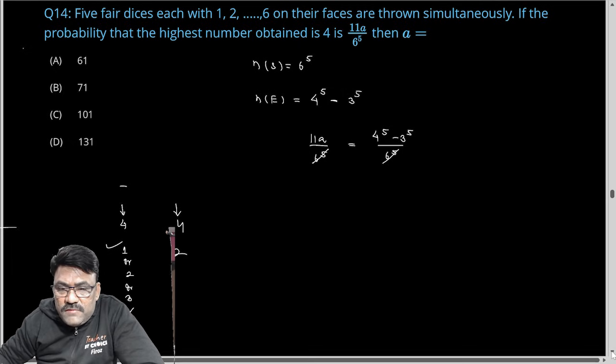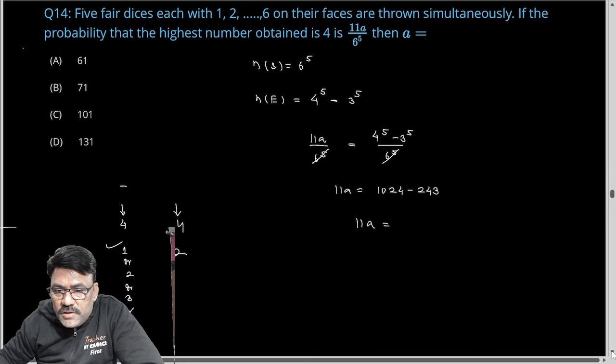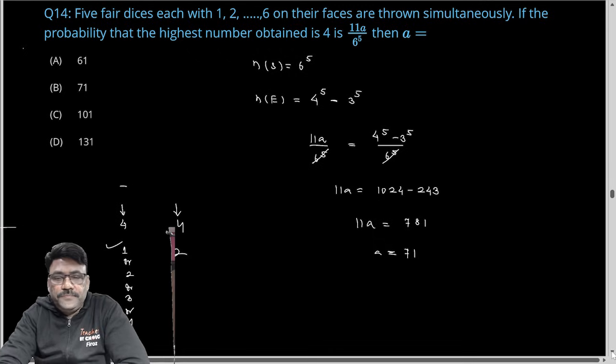Now just simplify this. 4 raised to 5 is 1024. 3 raised to 5 is 243. So 11a is 781. Is it divisible by 11? So 11, yes, 71. So a is 71 here.